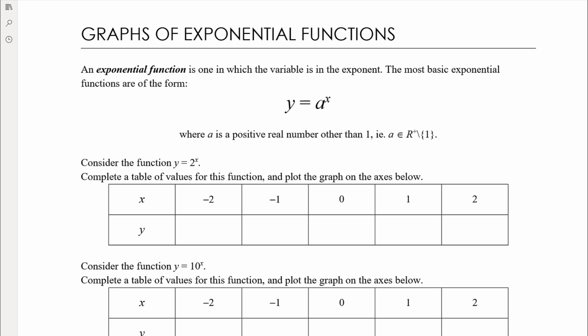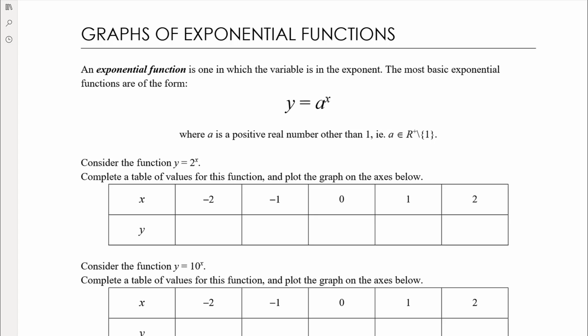Those are polynomial functions, but they have x in the base. Exponential functions would be, for example, y equals 2 to the power of x, or y equals 3 to the power of x, or y equals 4 to the power of x. The most basic exponential functions are of the form y equals a to the power of x, and we'll get this function right, and then we'll look at applying our transformations to that particular function.